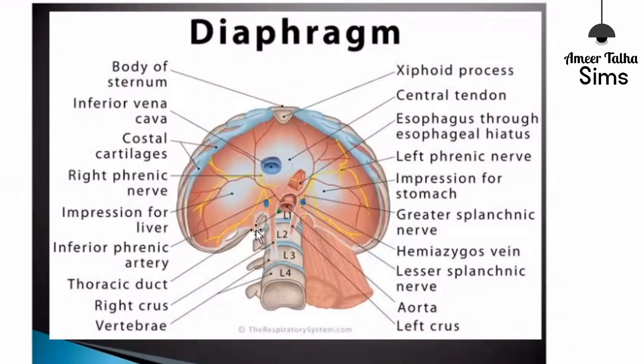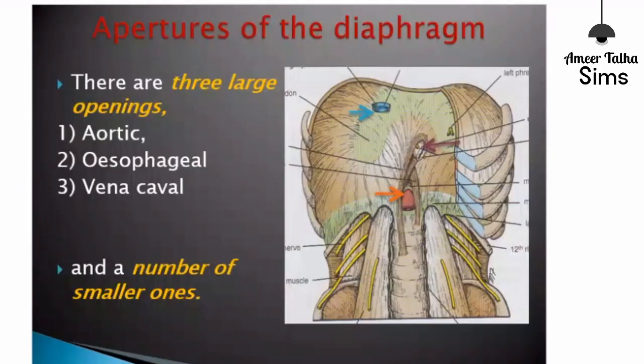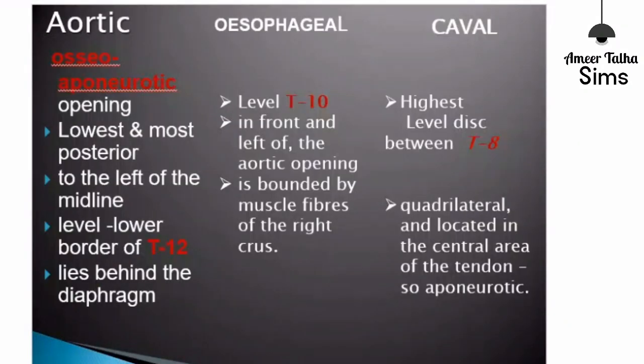Next, we will talk about the apertures of the diaphragm. There are certain openings in the diaphragm which give passage to structures from the thoracic cavity to the abdominal cavity or from the abdominal cavity to the thoracic cavity. There are three large openings: aortic, esophageal, and vena caval, and a number of smaller openings. The aortic opening is at the level of T12 thoracic vertebra, the esophageal opening is at the level of T10, and the caval opening is at the level of T8. These are the openings.